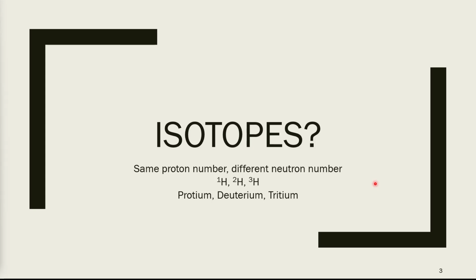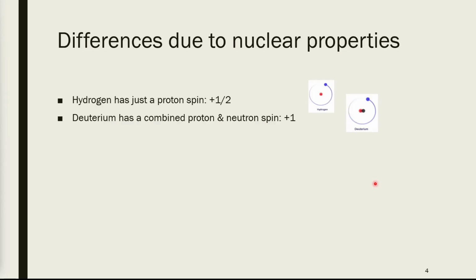So let's go into the first real topic for today. Differences due to nuclear properties. So isotopes have different nuclear properties because the hydrogen atom contains just one proton and one proton in the nucleus, meaning that the hydrogen has a nuclear spin of +1/2. Deuterium, on the other hand, has one additional neutron, and this one neutron has also a spin of +1/2, meaning that the deuterium nucleus has a nuclear spin of +1.